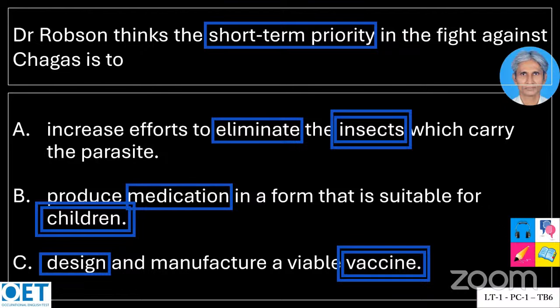So insect is a problem. Children have a problem. No vaccine is a problem. So design vaccine. That's how you have to take it. Go through this now. So eliminate insects, medication for children, create some vaccine.